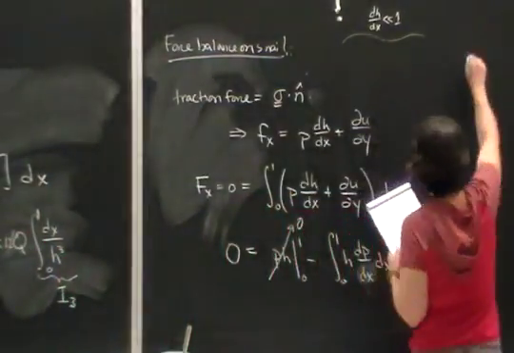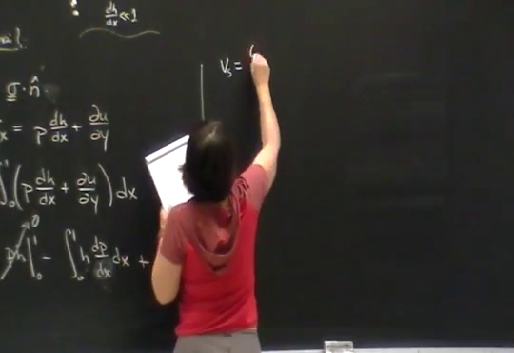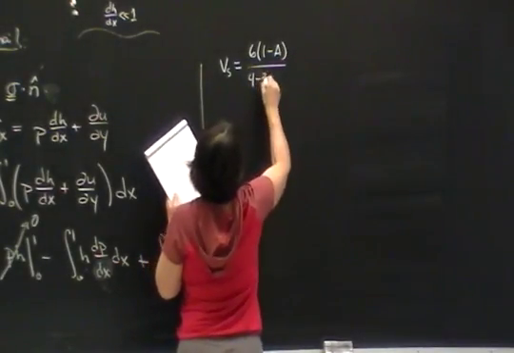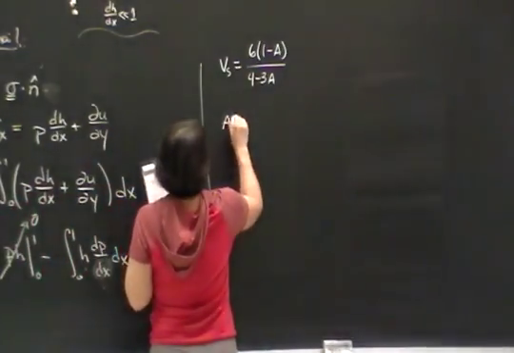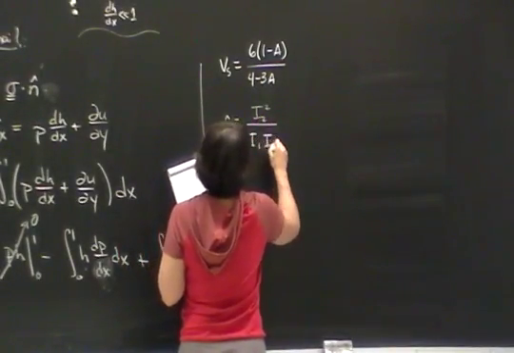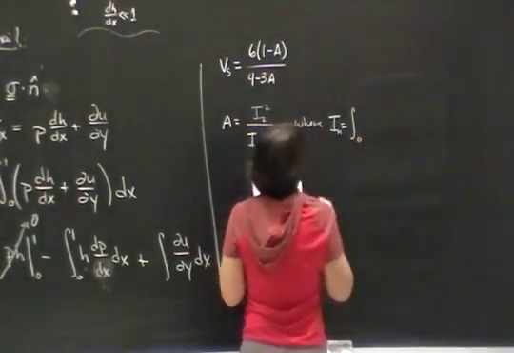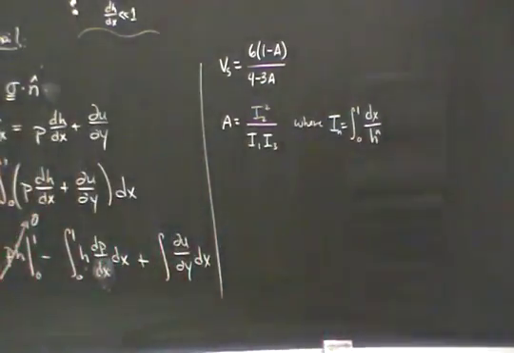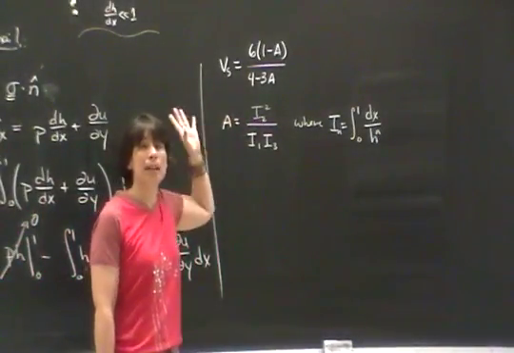If you write this out, now this is where it starts to get good, v snail is equal to 6 times (1 minus a) divided by (4 minus 3a). It's a very small expression. And a is equal to I2 squared dx over h to the n. So what this tells me is you give me a shape of the foot, you give me h, and I can tell you how fast this thing goes. You give me any shape and this is what happens.